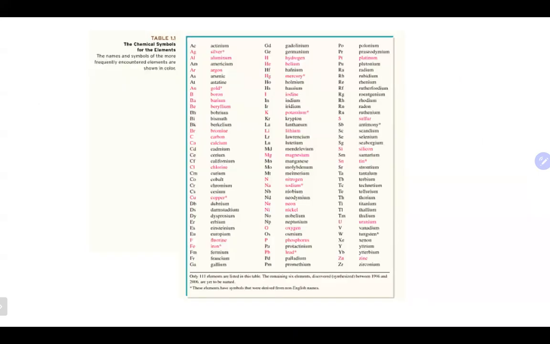Should you, and here's from your book, which you could clearly not see, but all the symbols and stuff like that on the periodic table. Should you learn them all?